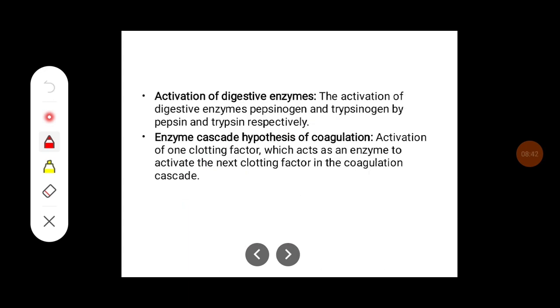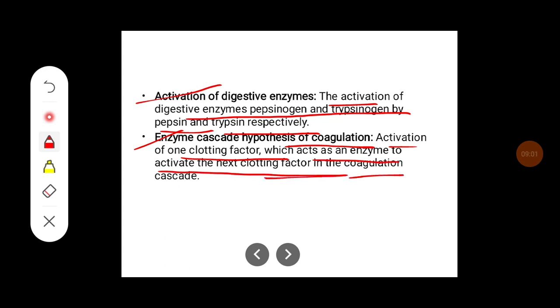And also activation of the digestive enzymes. The activation of digestive enzymes pepsinogen and trypsinogen by pepsin and trypsin respectively. And the enzyme cascade hypothesis of coagulation, where activation of one clotting factor which acts as an enzyme to activate the next clotting factor in the coagulation cascade is also an example of this.